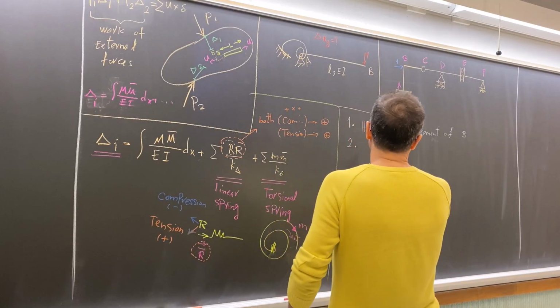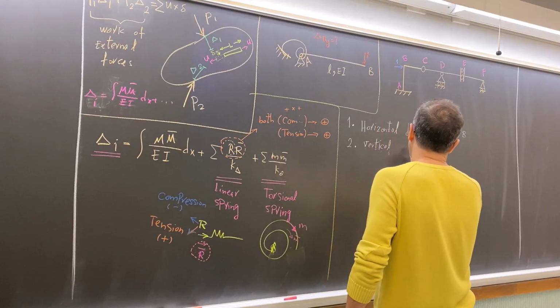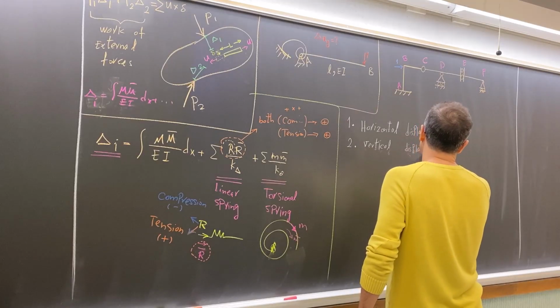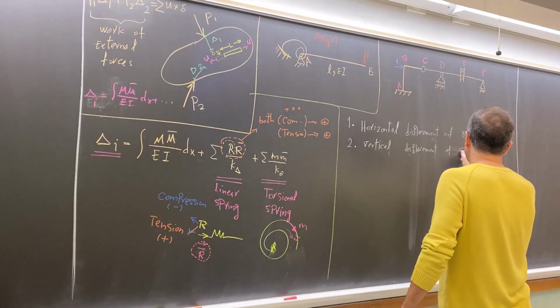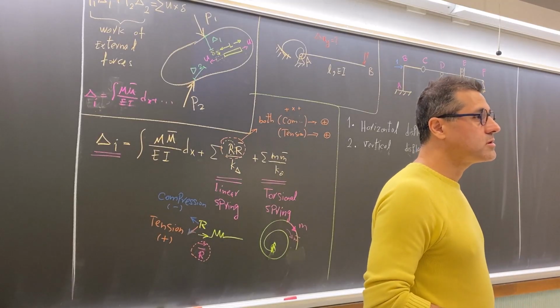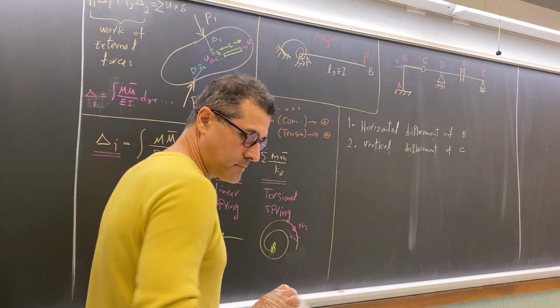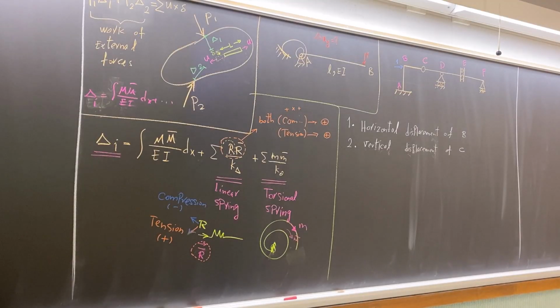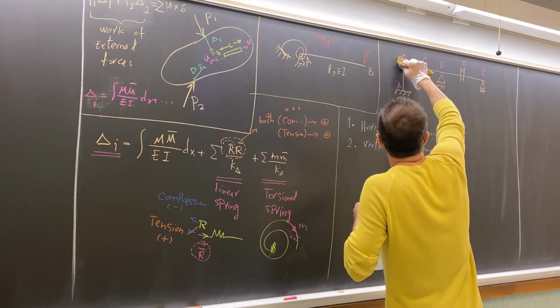Vertical displacement of point C. What do you think? Where do you place the unit load? Right is, I think, right to the left of C. Left of C. Okay.